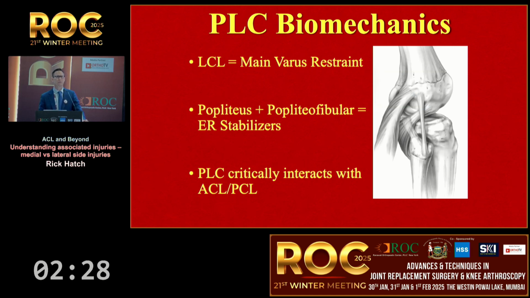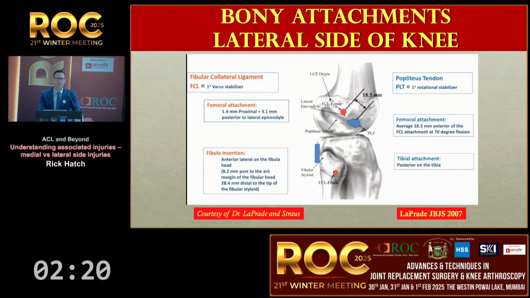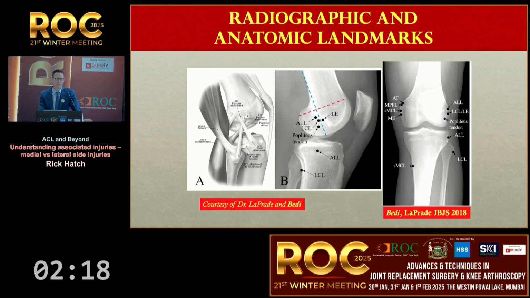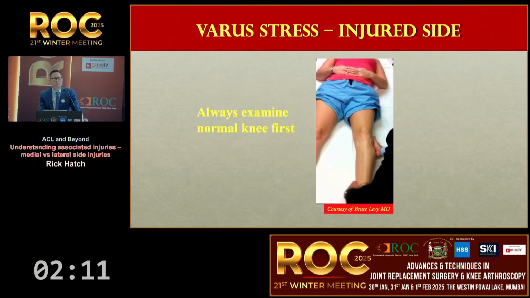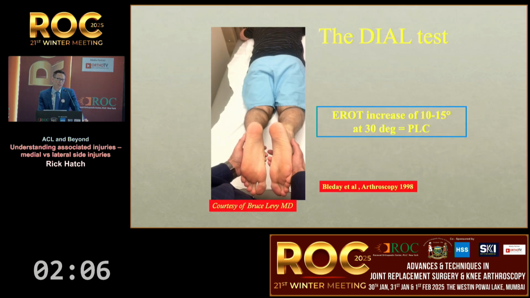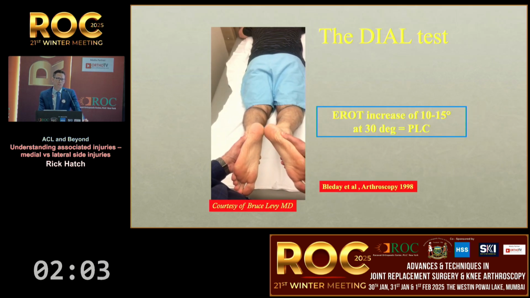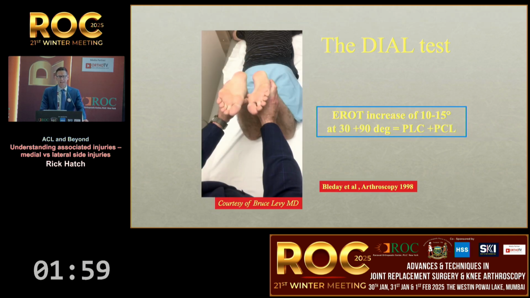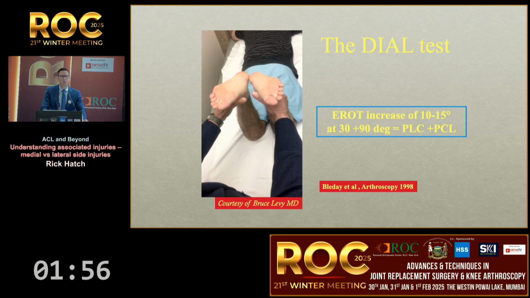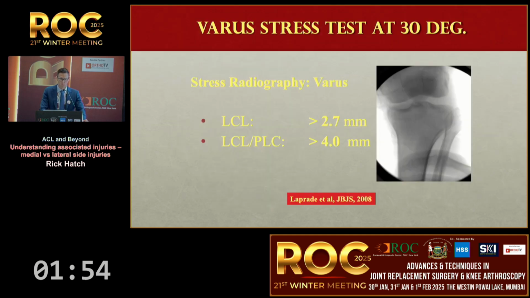So this is what we always have to look for when we have an ACL or PCL injury. We always have to look for a rotational laxity. Again, Laprade has contributed enormously to the literature on this, including the radiographic landmarks, which I find extremely helpful. And wherever we go, we're always going to compare to the contralateral extremity. When we do the dial test at 30 degrees, it is positive if it's greater than 10 to 15 degrees, and if the dial test is positive at 90 degrees, this is going to signify a posterior cruciate ligament injury as well as a posterior lateral corner injury.